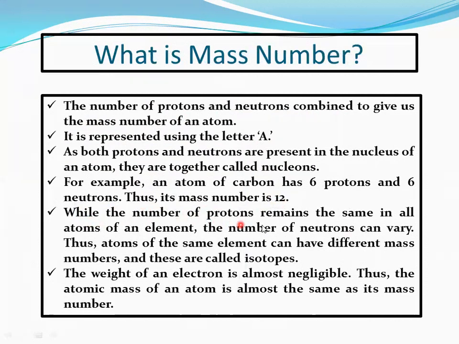While the number of protons remains the same in all the atoms of an element, the number of neutrons can vary. Thus, atoms of the same element can have different mass numbers, and these are called isotopes. Means isotopes are atoms having the same atomic number but different mass numbers. This difference is due to the number of neutrons. The weight of an electron is almost negligible. Thus, the atomic mass of an atom is almost the same as its mass number.